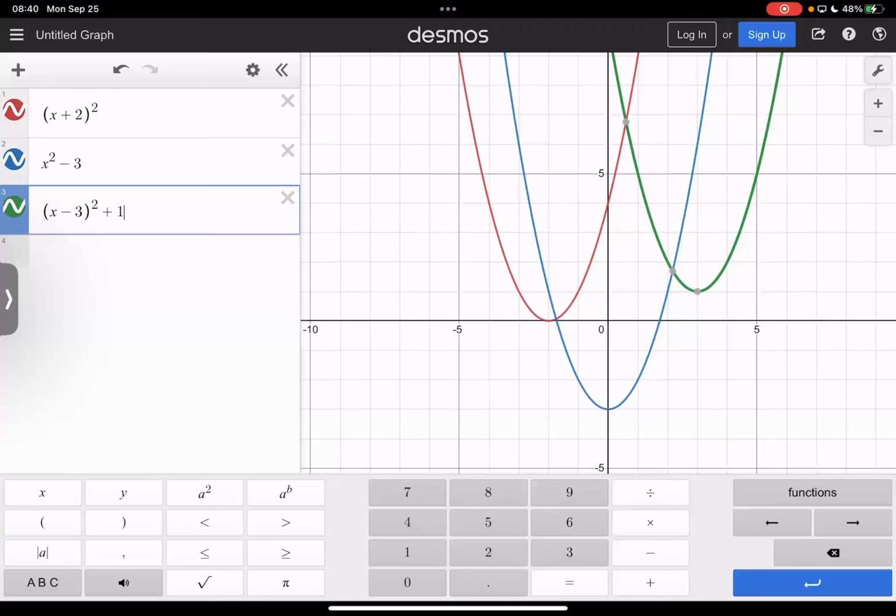Red one shows the shift to the left. Probably the square that's messing me up.